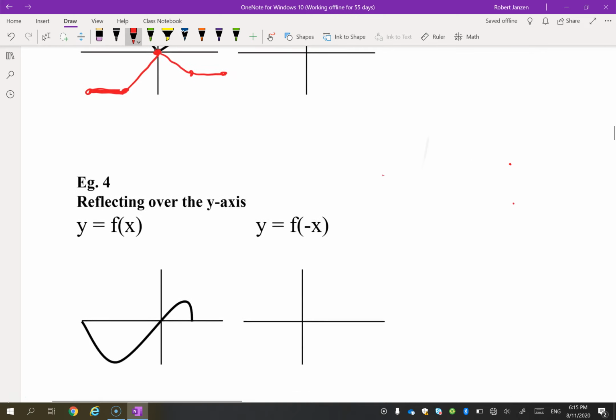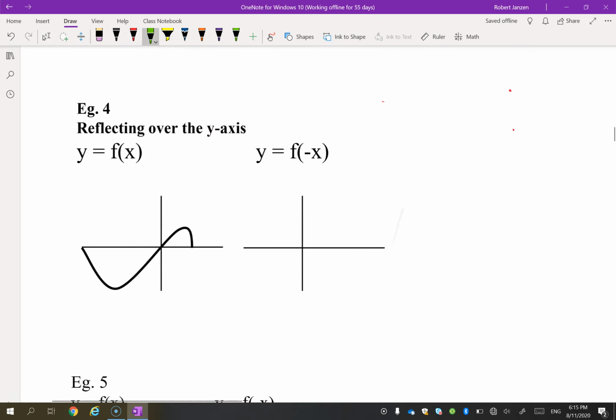Okay, let's try a few reflecting over the y-axis. Reflecting over the y-axis affects the x. So what I would do, again, is look at some important points here, and I'm going to take the x value and flip it. So this x value would go way over here, this x value would go over here, and this x value would stay. And then go like that, and like that. So I'd have a graph that looks something like that.